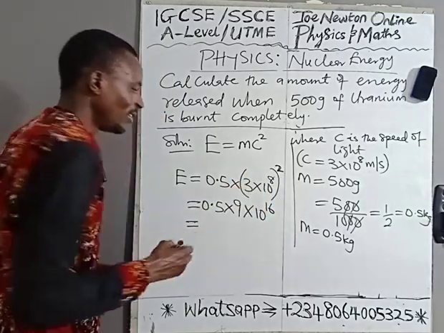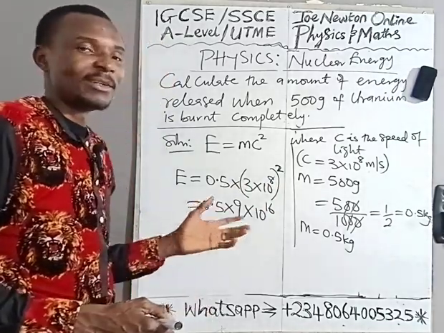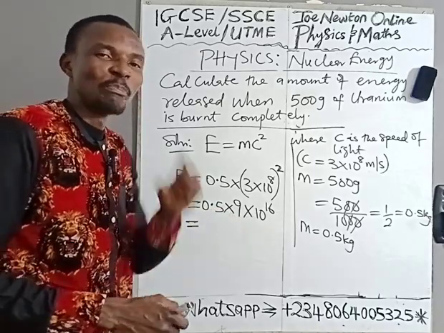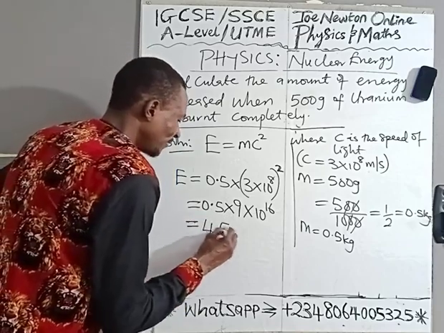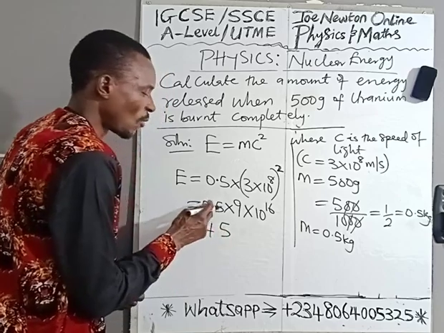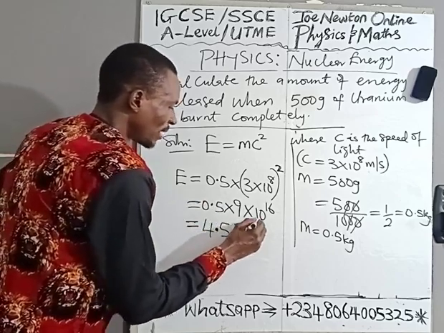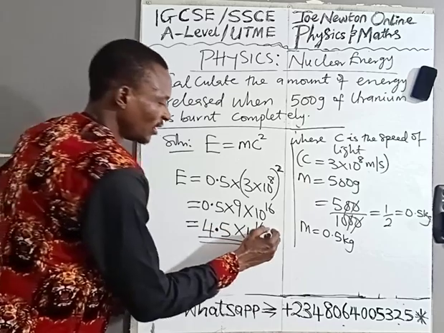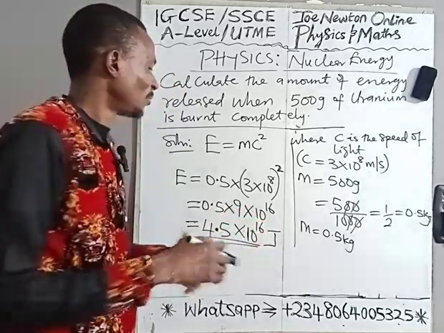So when we have this, without a calculator, you can simply multiply. Just say 5 times 9, which is 45. Then you put the decimal places you have. How many decimal places do we have here? 1. You put the 1 decimal place. So we have 4.5 times 10 raised to the power of 16. Good. Remember, the unit of energy is what? Joules. Work is done. You are through.